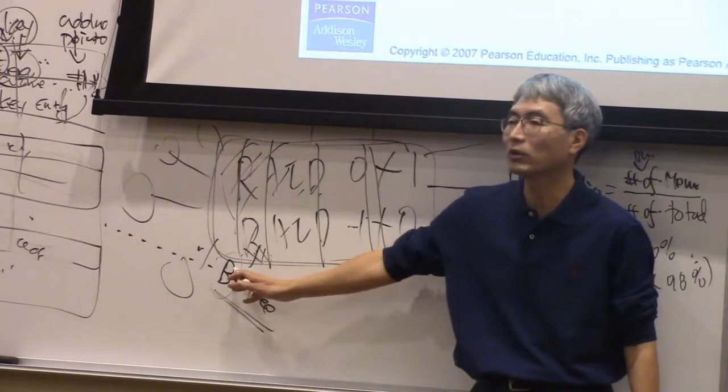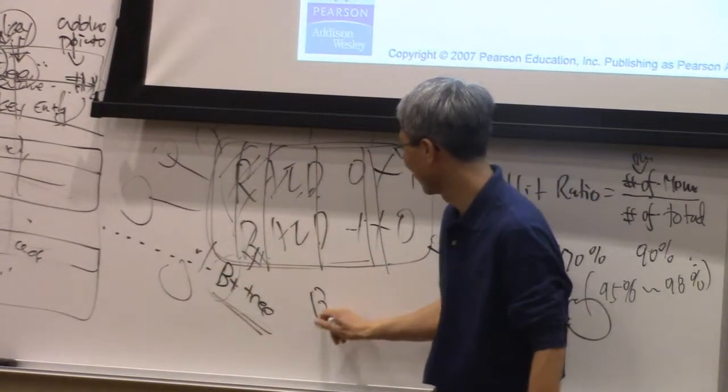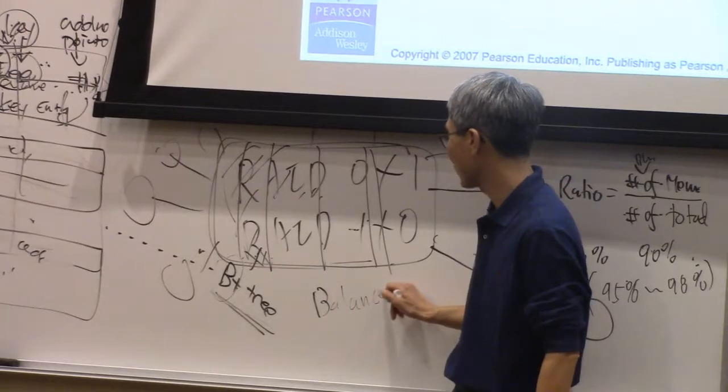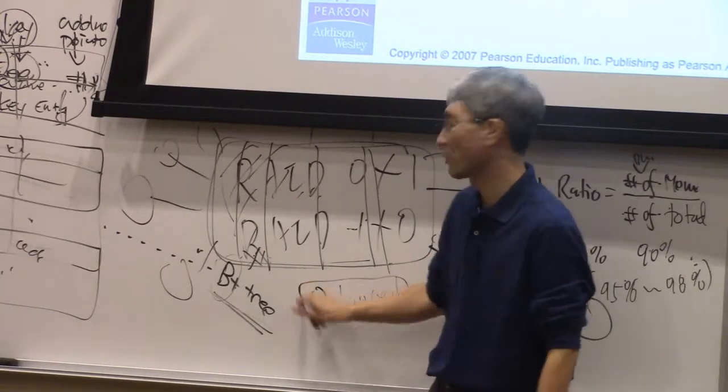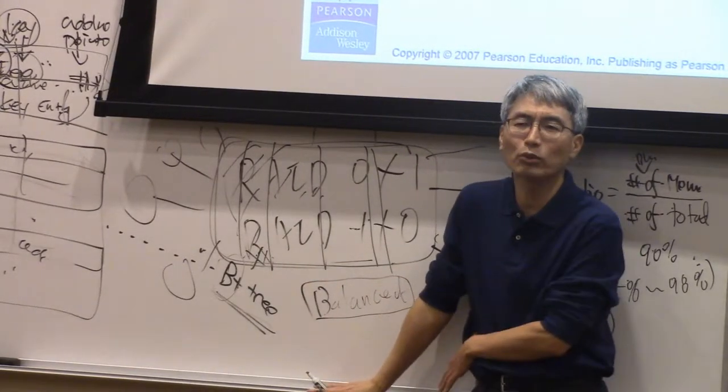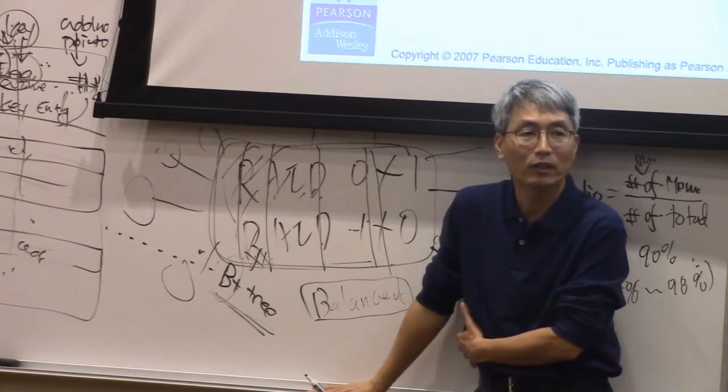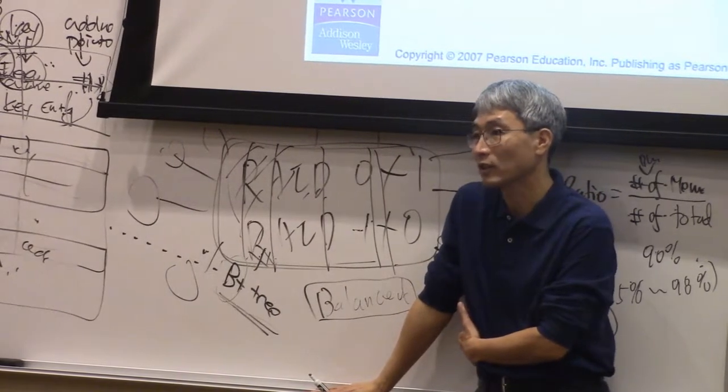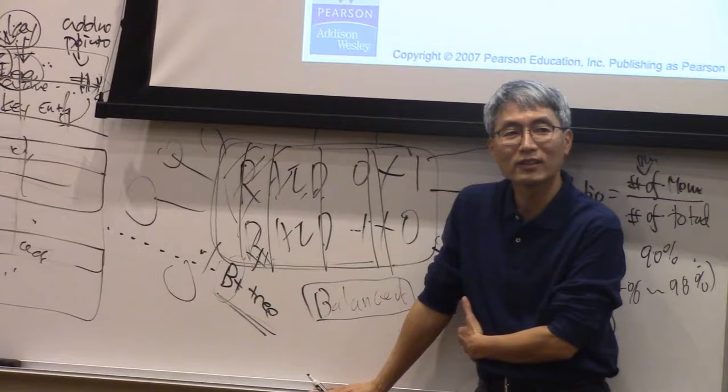This one is called the balanced tree. So we will see what a balanced tree is. I think that some of you heard about the balanced tree during the data structure class. What is the balance?